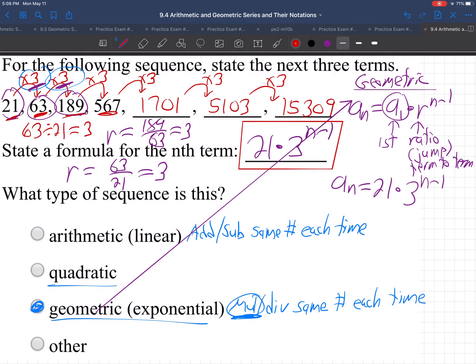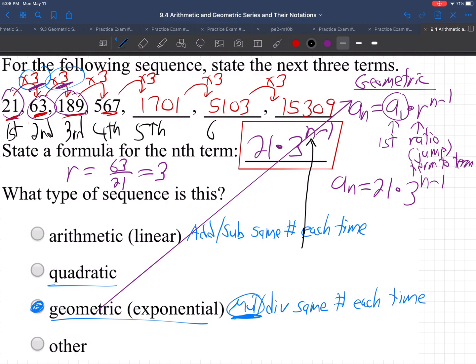That'll find you any term along the way. Out of interest sake, let's just see it work for a second. What if I plugged in for n there? This is the first term, second term, third term, fourth term, fifth term, sixth term. This is the seventh term.